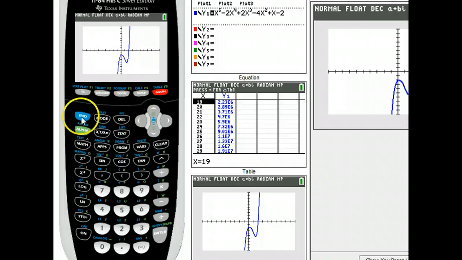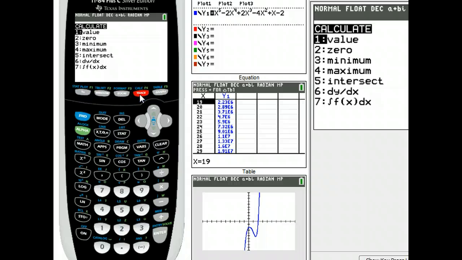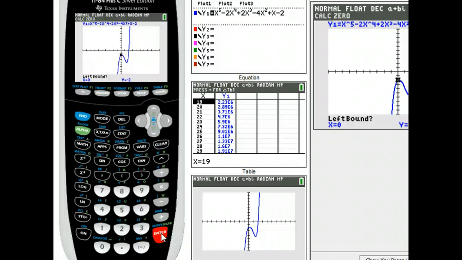We're looking to find the zeros, and so if I go second trace, we've done this before using our intersection or a value, but now we're looking for a 0, which is option number 2. So I'll go down to number 2, I'll hit enter. Now it says left bound, so I want to be on the left hand side. Right here is where it intersects. So I want to be somewhere on this side, and it doesn't have to be exact. So long as you're on that side, I'm definitely on the left hand side of it. So I hit enter.